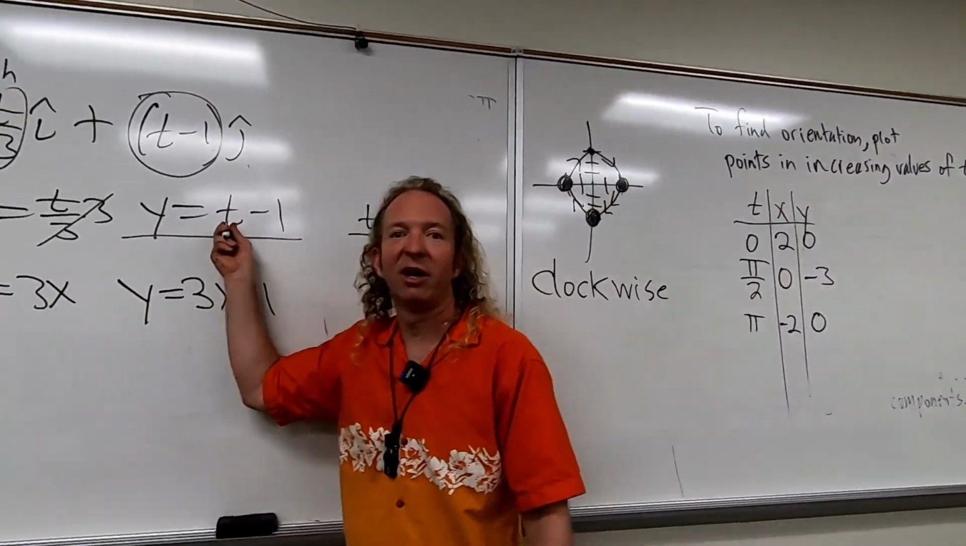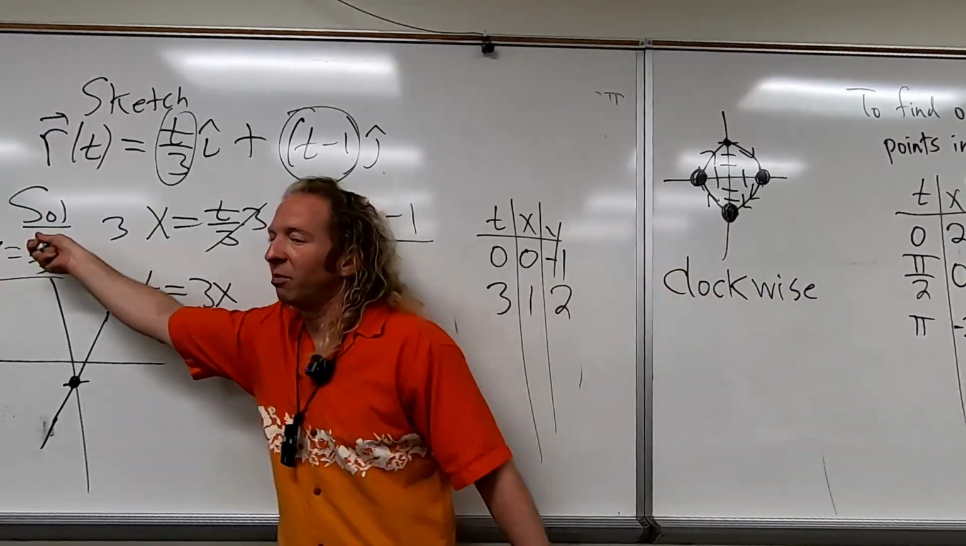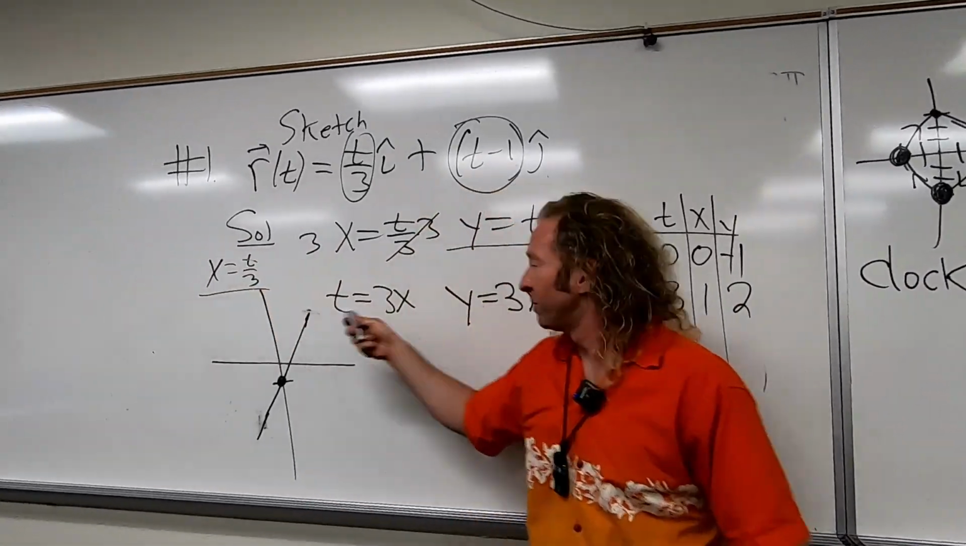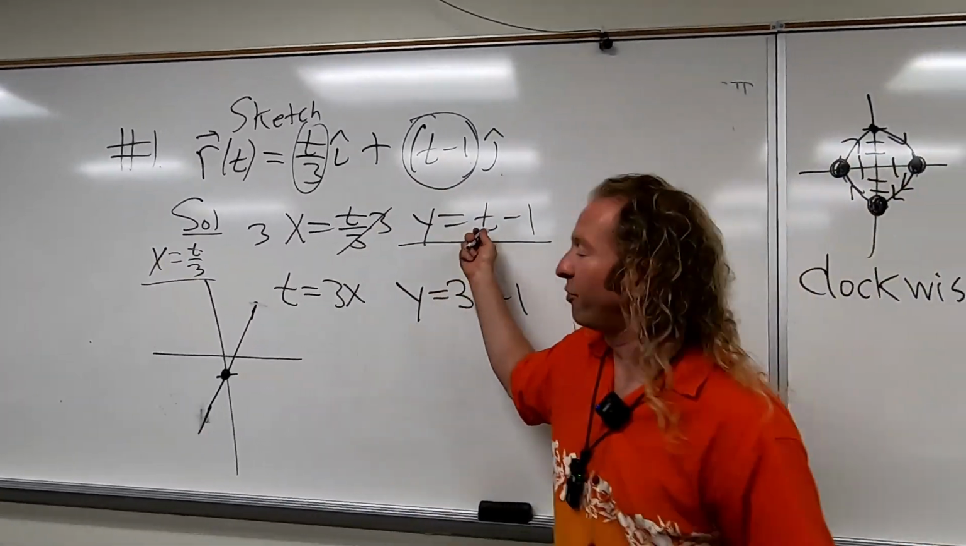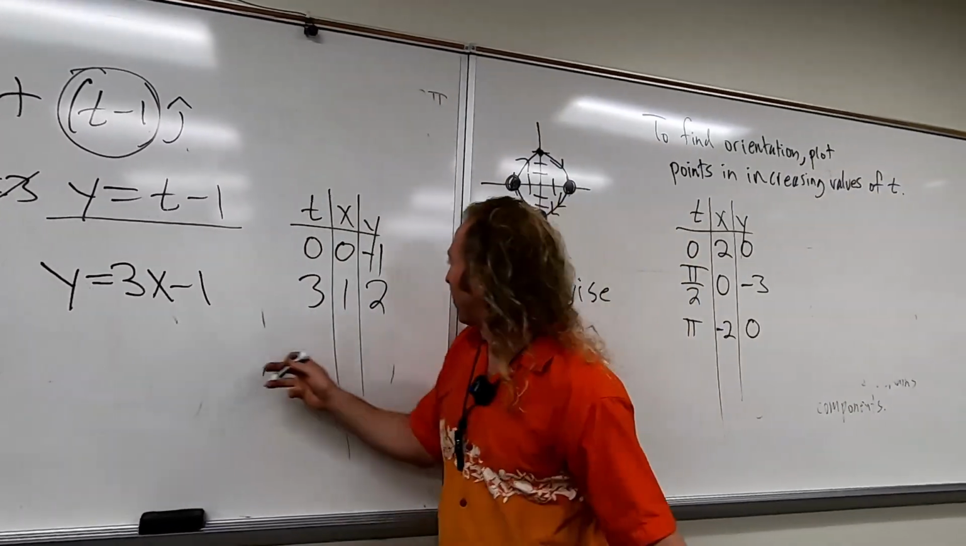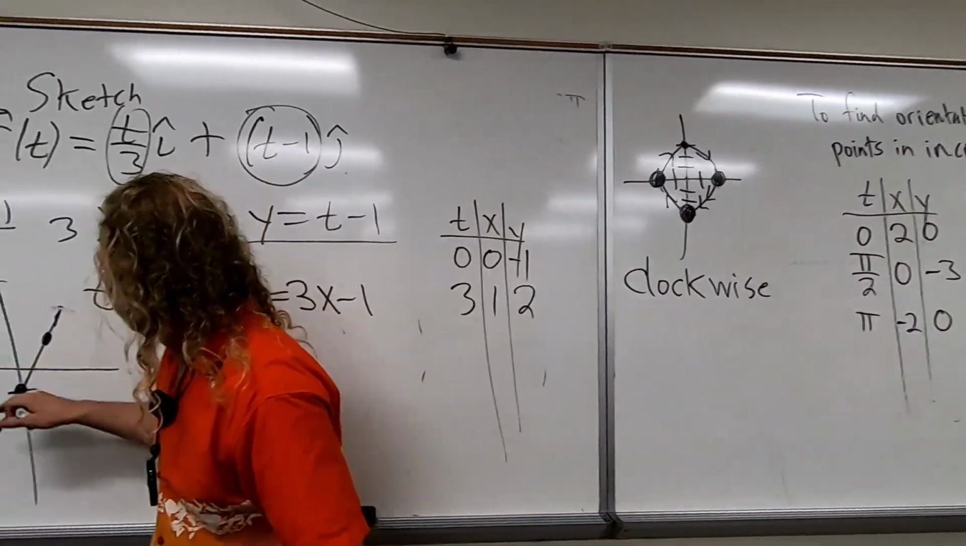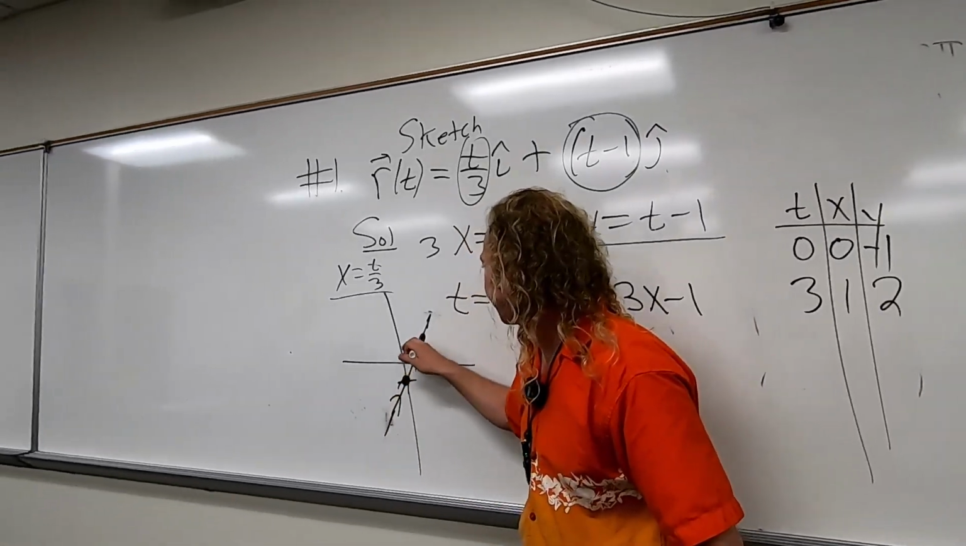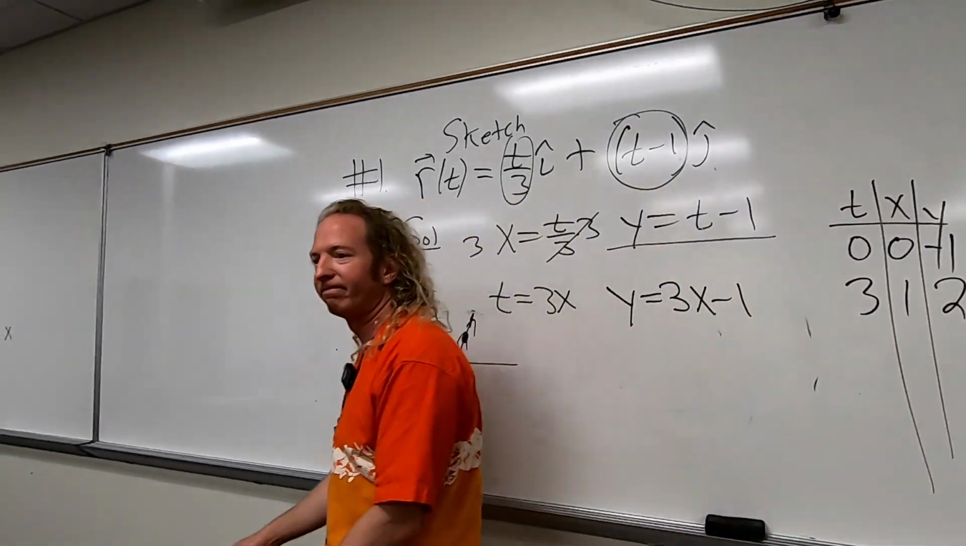Plugging it in here, putting the t's in here. So I put a 3 here. 3 over 3 is 1. 3 minus 1 is 2. Okay, so we're here. So that's the orientation. That's it.